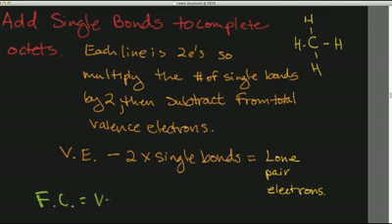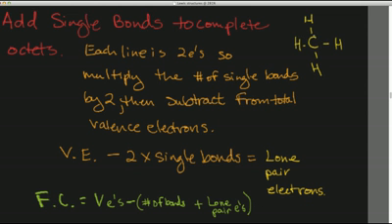It's going to be your valence number of electrons minus the number of bonds plus lone pair electrons. Now it's the actual electrons. If it's just lone pairs, it's a little different, right?